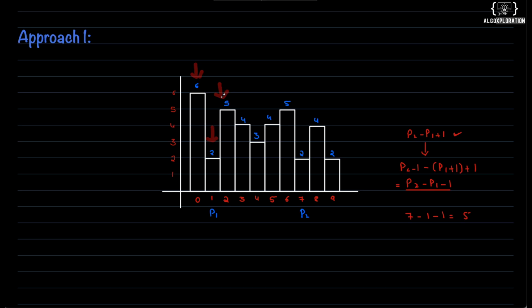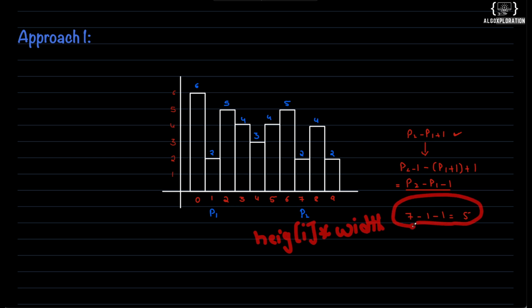Basically, we need to traverse to the left, finding that boundary. Similarly, we need to traverse to the right and find that boundary. And after getting the boundary, I need to calculate the width. I do know the height, which is nothing but the current element. So height of i into width, which is nothing but this. Okay, and that will be the area. And once the area that you got is greater than the previous one, then you need to update this.